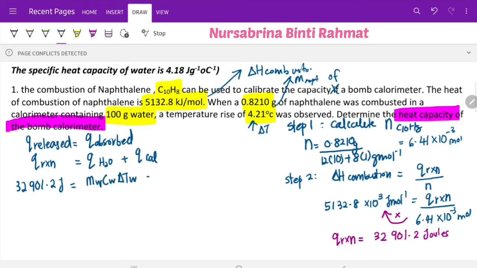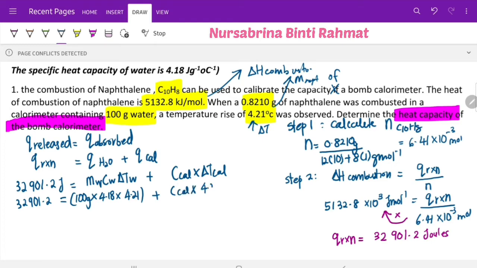m_w c_w delta T_w plus Q calorimeter, which is C cal times delta T calorimeter. The temperature change for both water and calorimeter should be the same because they are present in the same vessel, in the same container. So they must have the same temperature changes.